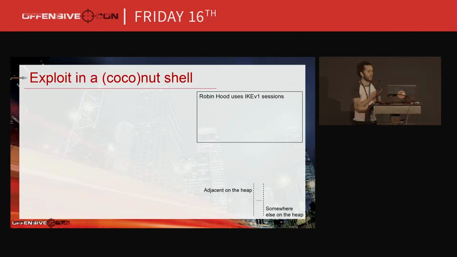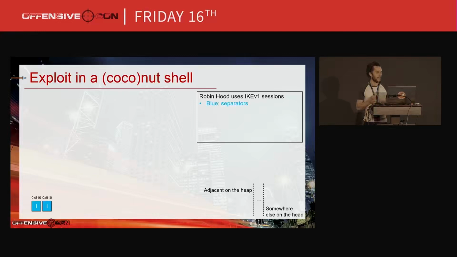The idea is we want to use different IKEY1 sessions. On the top right side, we're going to have the different sessions with different colors to say that they are part of different sessions. On the bottom right, we have the heap, with different things going on somewhere on the heap. On the bottom left, we have somewhere where we have some adjacency. That's where we're doing our feng shui. So we send a bunch of IKEY fragments to fill all the holes in blue.